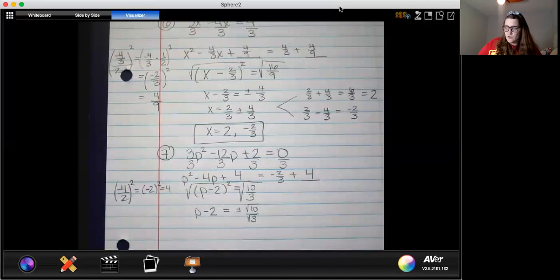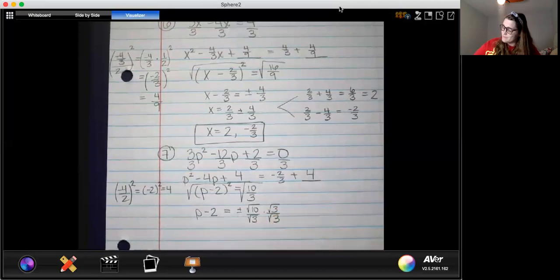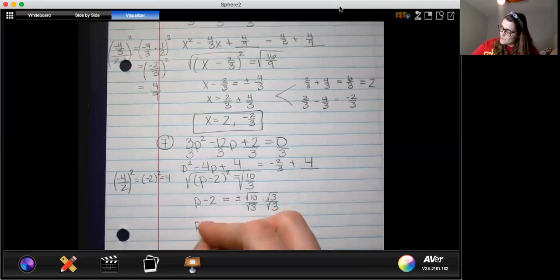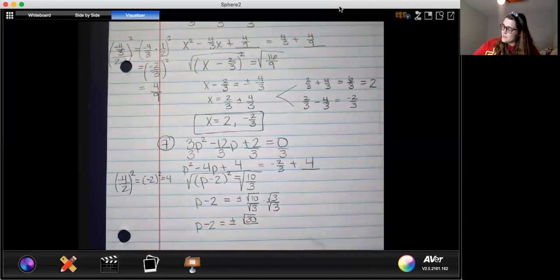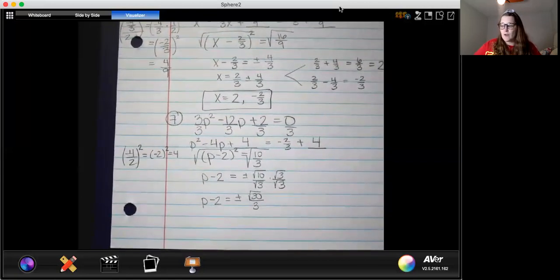So what am I going to have to do in order to make this proper? Well, that means we're going to have to rationalize. So I'm going to multiply by the square root of 3 on top and bottom. So I get square root of 30, and square root of 3 times square root of 3 is square root of 9. Square root of 9 is 3. Okay, so we did end up having to do a little bit extra work there. But again, it's all skills that you already have learned. You just have to apply them for future content.